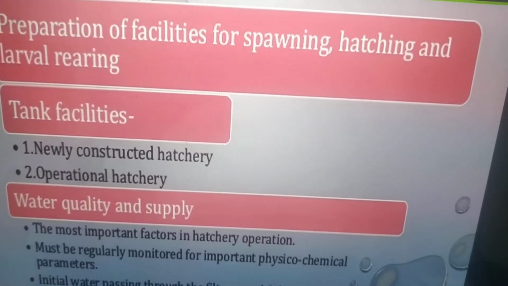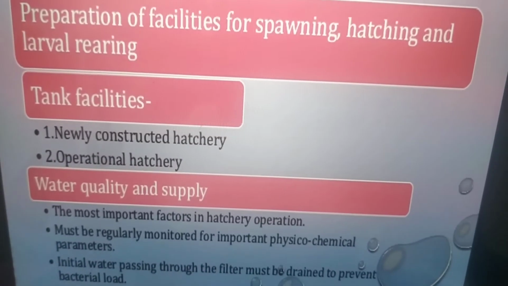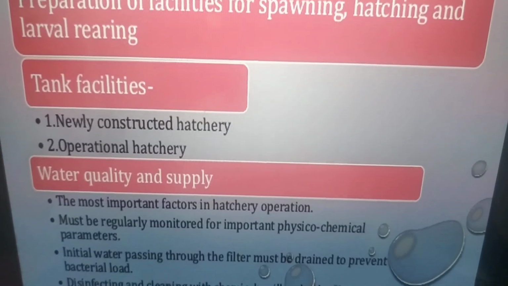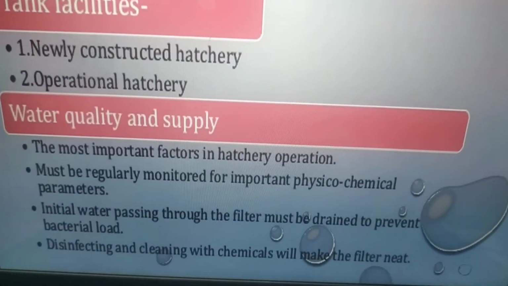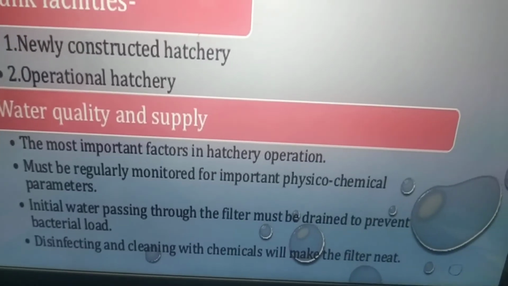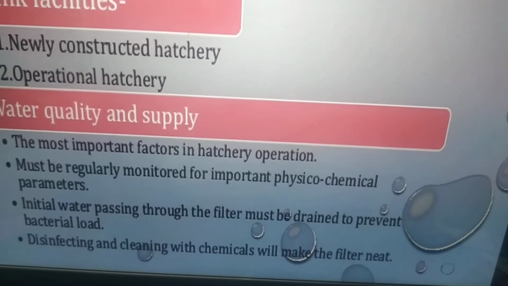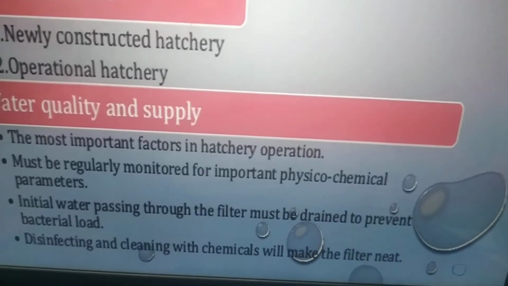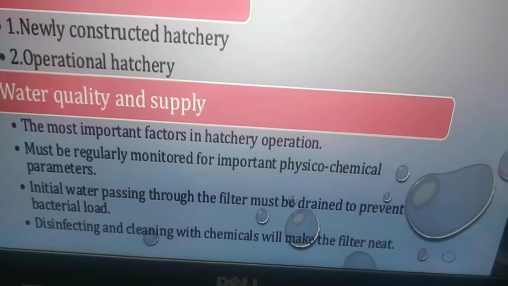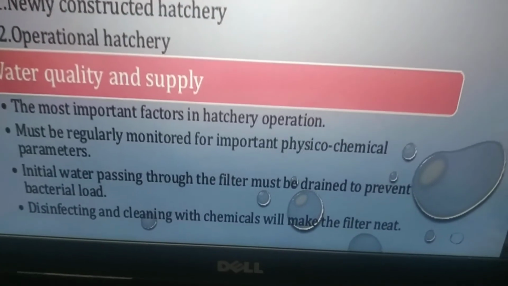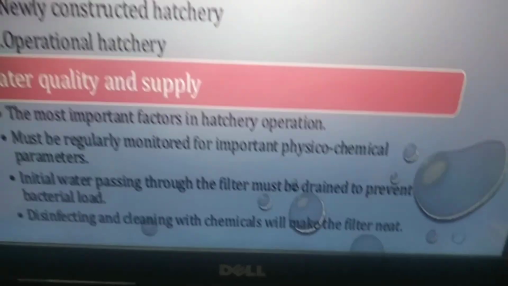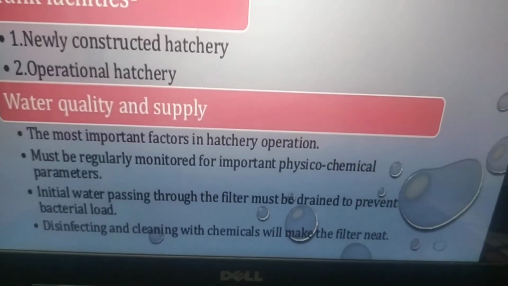Preparation of facilities for spawning, hatching and larval rearing. Newly constructed hatchery, operational hatchery. Water quality and water supply are the most important factors in hatchery operation and must be regularly monitored for important physicochemical parameters. Initial water passing through the filter must be drained to prevent bacterial load. Disinfecting and cleaning with chemicals will keep the filter neat.